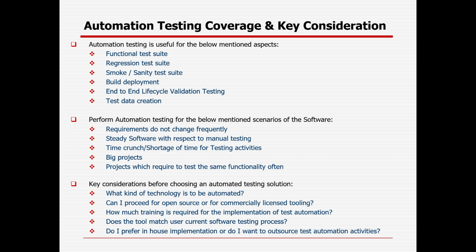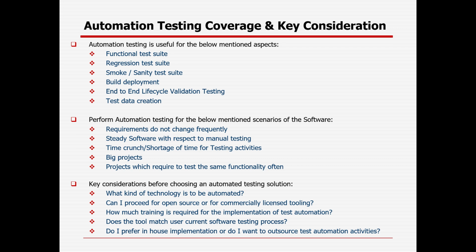Your software should be steady, with respect to the manual testing, definitely your software is working at least steady. Whenever there is a time crunch or shortage of time for testing activities, you can automate them and get the right thing executed with very minimal time, so that there will be no project delay. And whenever it's a big project, definitely you should go with the automation testing. And projects that require testing the same functionality again and again, like the end-to-end validation or the smoke or sanity suite or the regression suite, those are the areas you can focus on for automation testing.